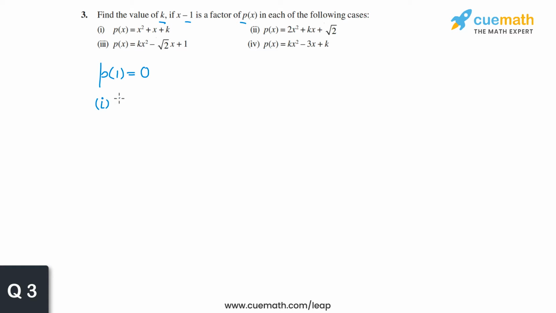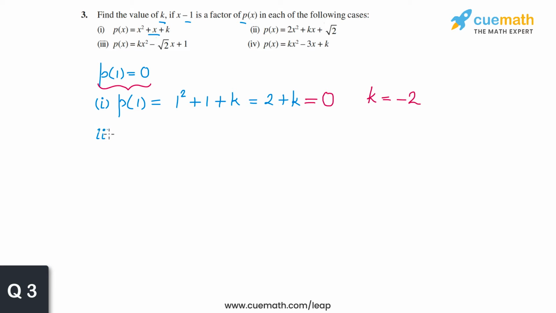The first polynomial is p(x) is x square plus x plus k. So that means that p of 1 will be equal to 1 square plus 1 plus k, which is 2 plus k. Now this should be equal to 0 because x minus 1 is a factor of p(x). Hence by the factor theorem p of 1 needs to be 0. So 2 plus k is equal to 0, which means that k has to be equal to minus 2. So that's the value of k in the first part.